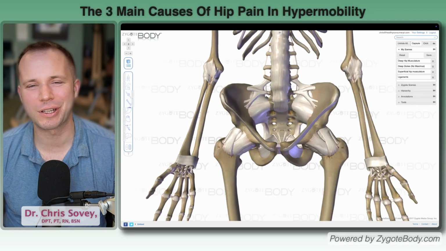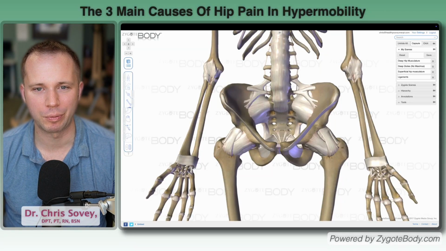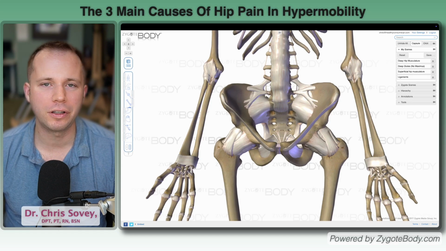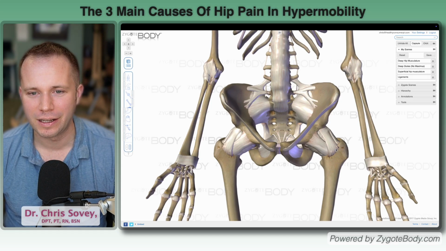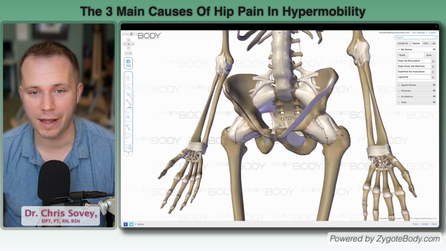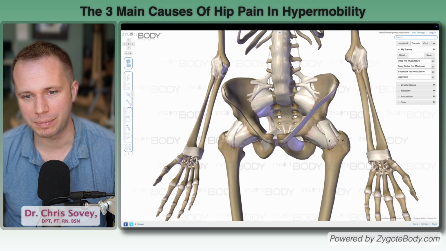Today we're going to look at the most common causes of hip pain in people with hypermobility. And to do that, I wanted to give you a little broad overview of anatomy, and then we'll go into the solutions after that. Let's look at the pelvis and the hips first.